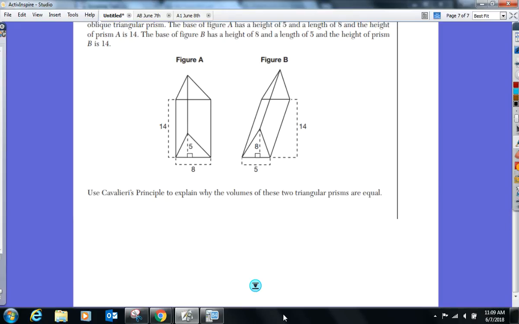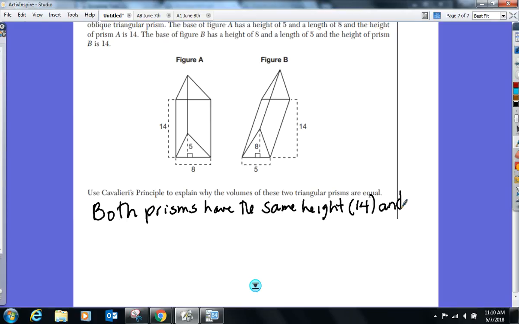Cavalieri's principle says two things. If they have the same heights, do they have the same heights? Yeah, the prisms do. What are the prism heights? 14 and 14. The height of a prism is the distance between the two bases, so they both have a height of 14. Let me just get out what I ended up writing. So both prisms have the same height, which would have been 14.